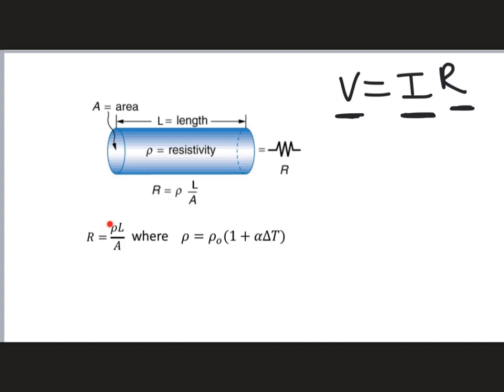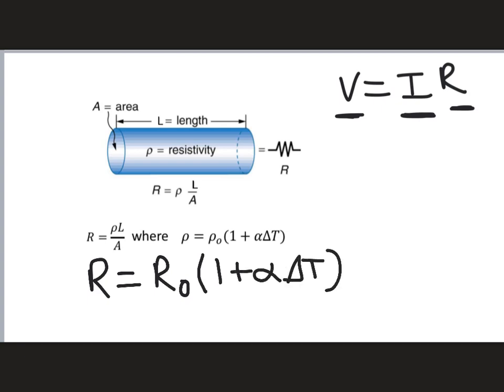And of course, I could plug that rho into there, and I could simplify that for an expression of how R varies with temperature. And we've already seen this in class, but we know that R is equal to some R naught, a reference resistance, that is a resistance at a particular temperature, times 1 plus alpha delta T. And that gives us how resistance varies with temperature. And of course, once we know the resistance, we can plug it into Ohm's law and solve for either the current or the voltage, depending on what we're looking for.